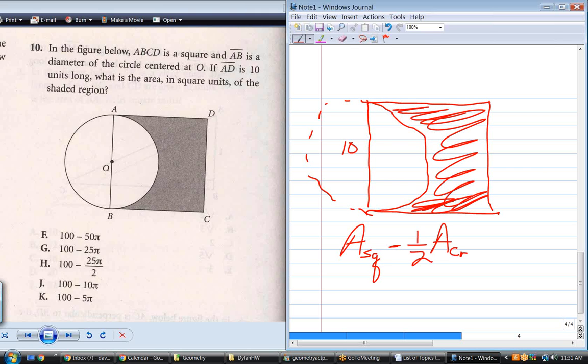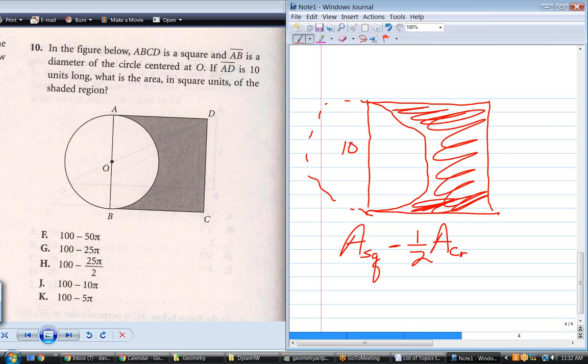This is the way I would like you to think about geometry questions. Rather than immediately coming up with an answer, in other words, rather than focusing on speed, take it step by step, starting with what am I doing conceptually? Well, I'm going to figure out the area of the square. I'm going to subtract half of the area of the circle, and that will leave me with this shaded region.